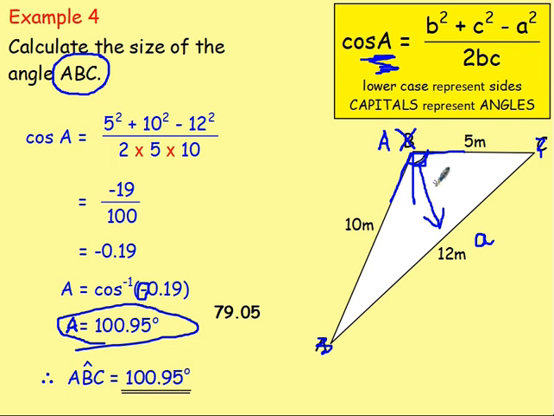So therefore, you would take that 79.05 away from 180, and either way, you're still going to get 100.95 degrees for your answer. So when it's something like this, either include the negative, so cos to the negative 1 of the negative, and go straight to your answer, or do cos to the negative 1 of the positive and take your answer away from 180, because it's not an acute angle, which you can see in the diagram. Hopefully that makes sense.